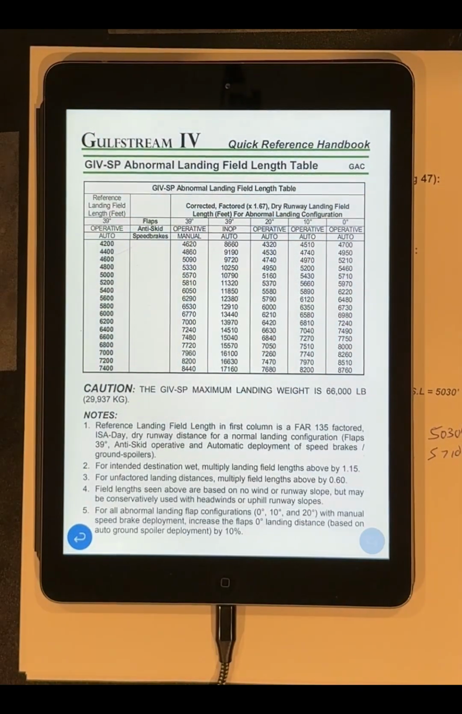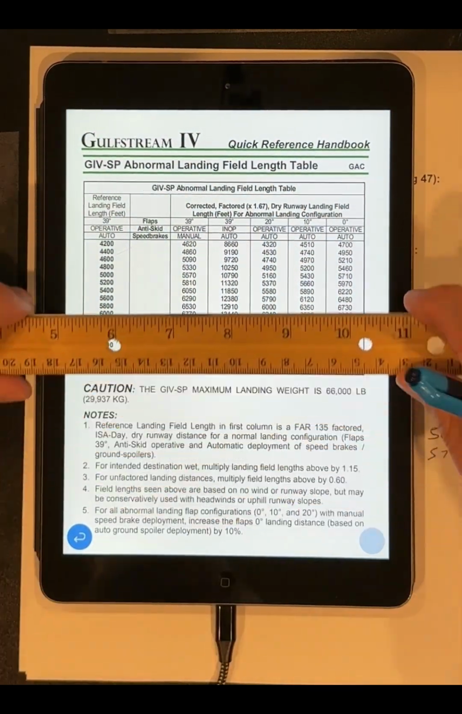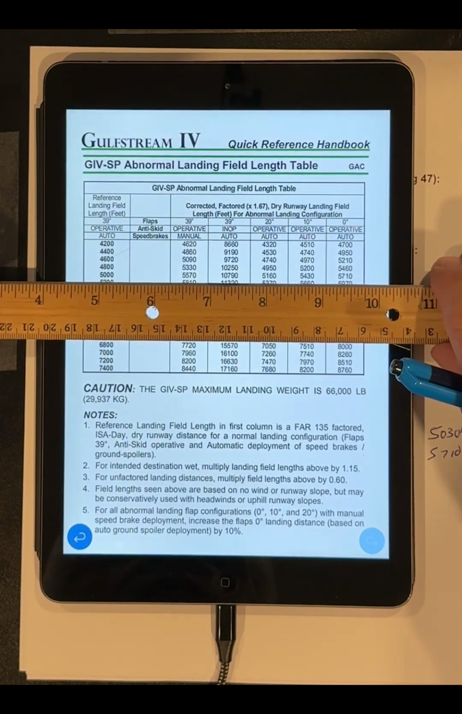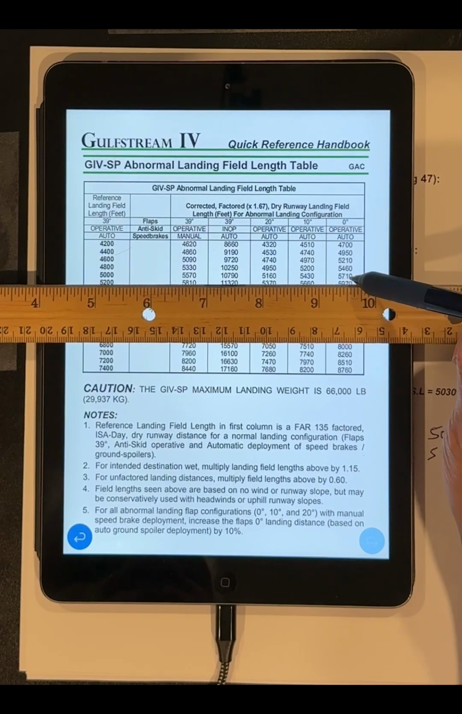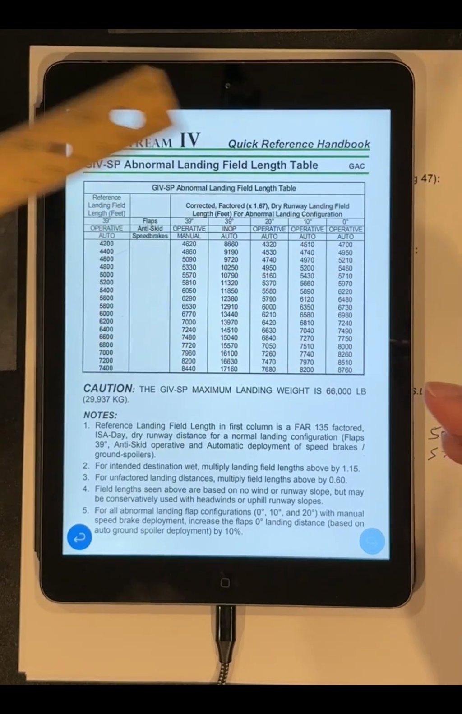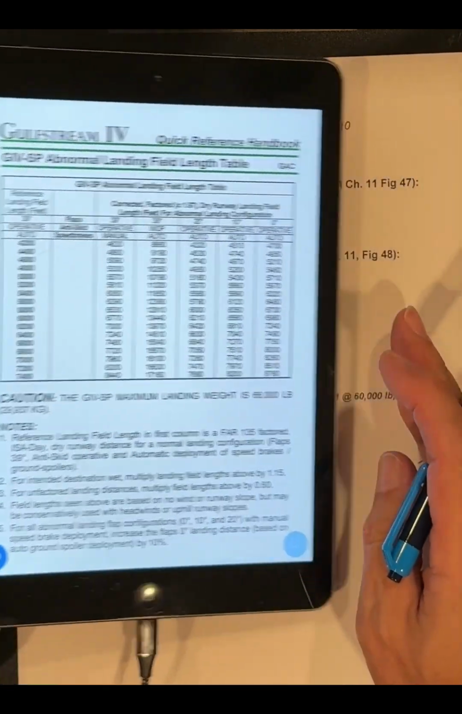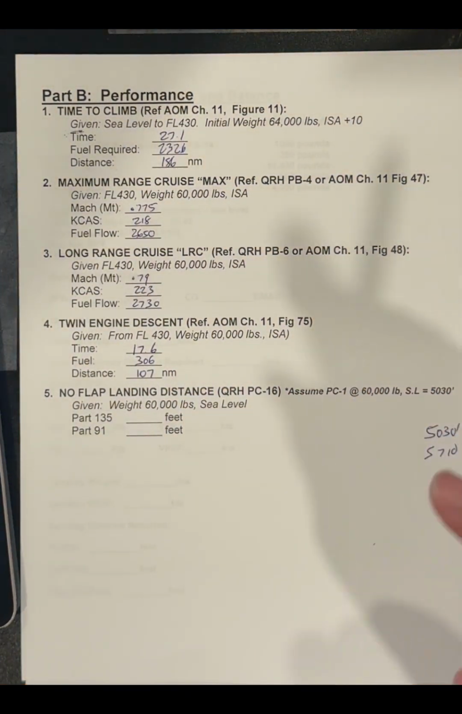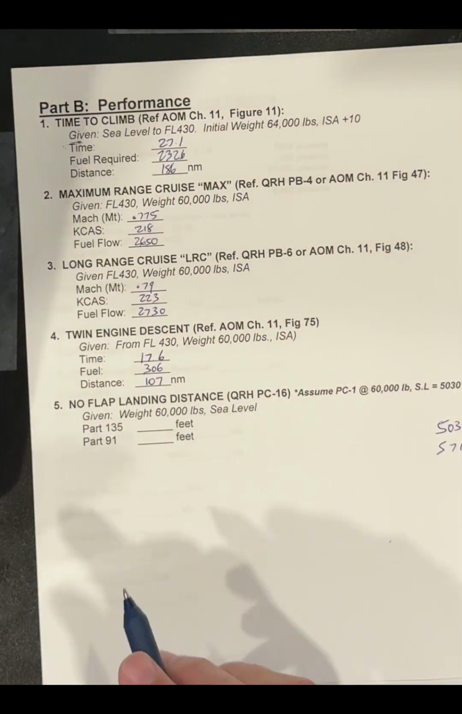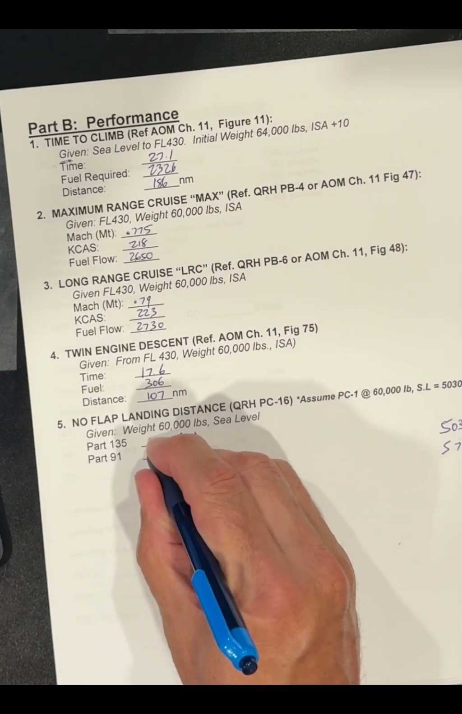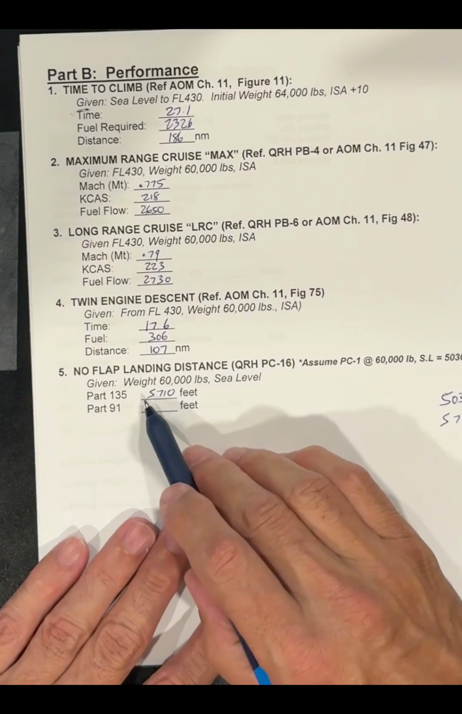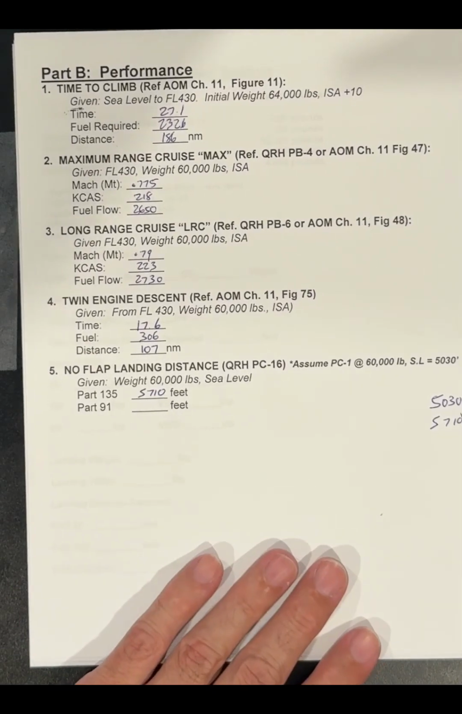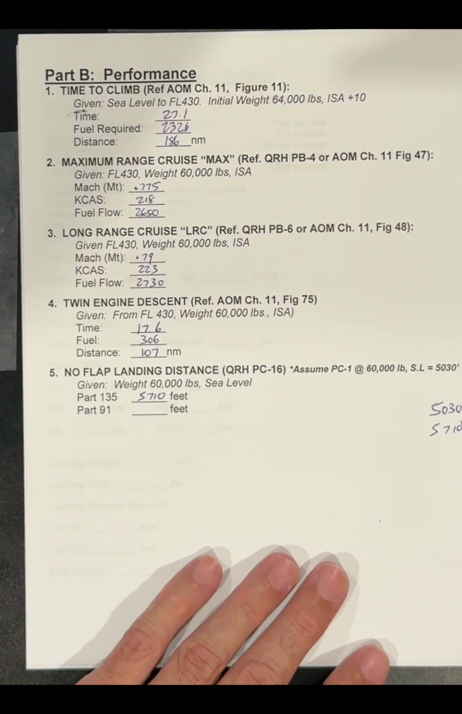If we take a ruler, we line this up, 0 flap is 5,710 feet. So 5,710 feet is the factored 135 number. So what we'll do is we'll write that number right here, 5,710 feet. And that's for Part 135, for you folks that are flying charter and that stuff.